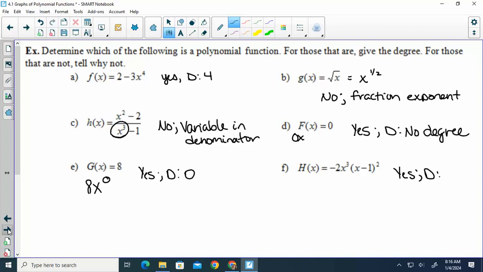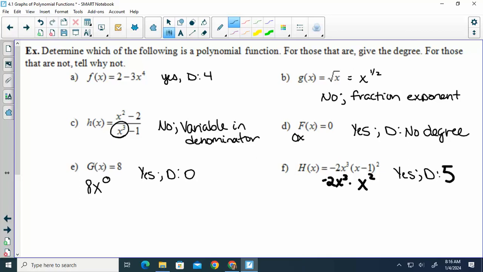So could we multiply all this out if we wanted? Sure, and then pick the highest power of x. But we don't want to necessarily put more time into it than we have to. So let's just think, what would our highest power of x turn out to be? We have a negative 2x cubed. If you FOILed here, x minus 1 squared, we would get an x squared, right? And if you take an x cubed times an x squared, what do we get? X to the fifth. So our degree is actually going to be 5.